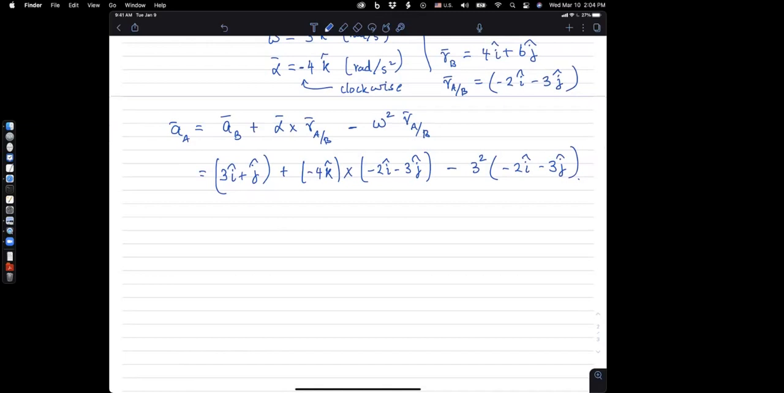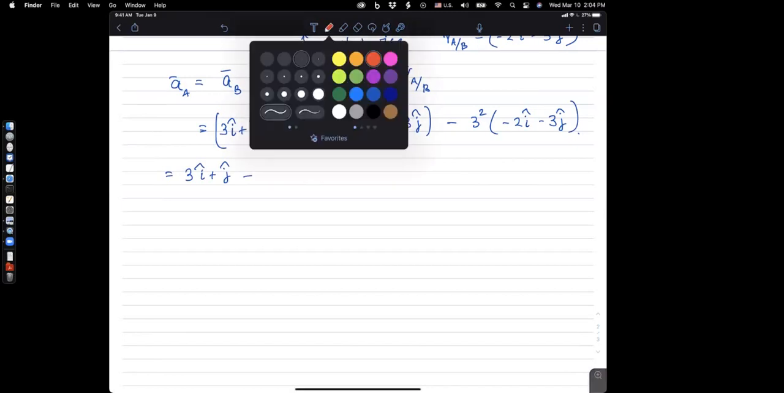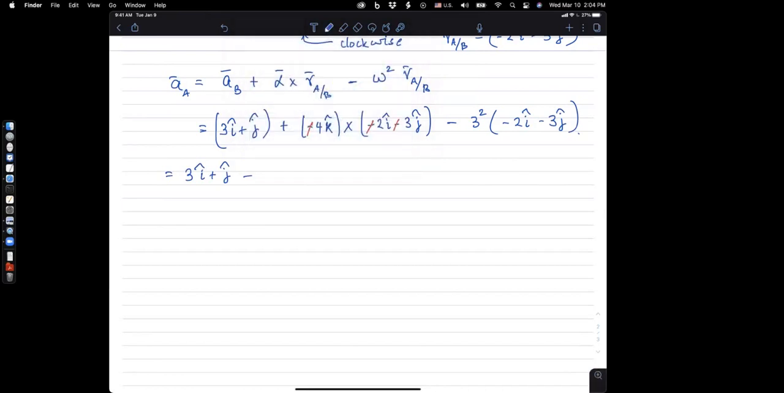Just to get some practice, maybe we'll expand it out. So I'm just going to do that. And then all the negative signs are going to get canceled, because negative times negative is positive. Any questions so far? And then we have, what do we have? I'm not going to use the determinant method. I'm just going to multiply it through.